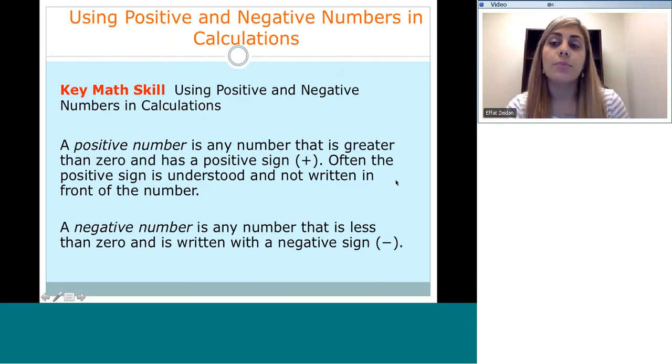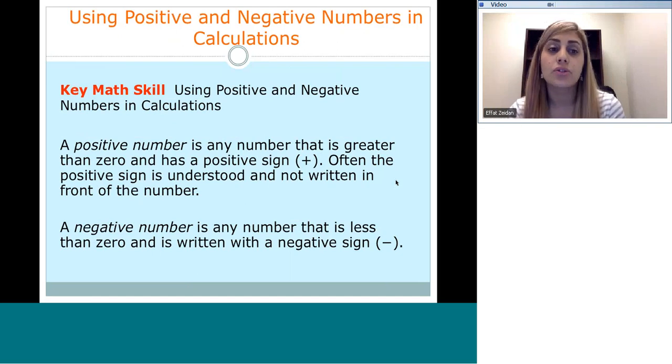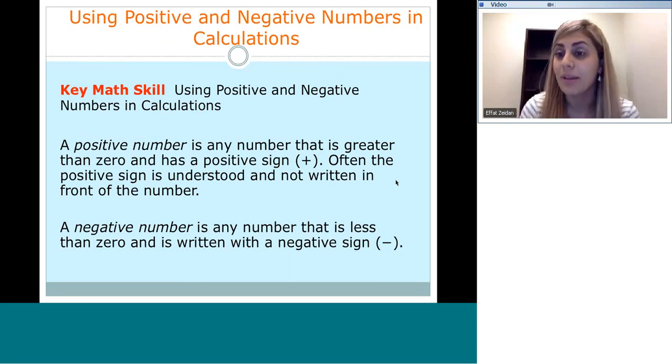Using positive and negative numbers, we are going to encounter positive as well as negative numbers. A positive number is any number that is greater than 0 and it has a positive sign. Often the positive sign is understood and we usually don't write it. We don't write +1, we write it simply as 1. A negative number is a number that is less than 0 and it's always written with a negative sign. So to differentiate between +1 and -1, +1 we can write as 1, but -1 we cannot write as 1, so we have to write it as -1.